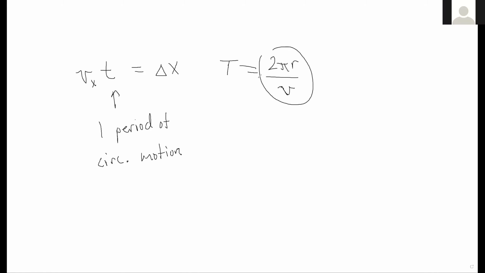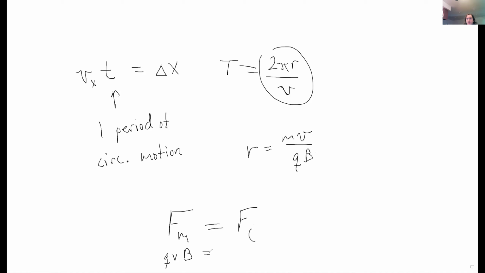Okay, yeah. And then John and Jiho, do you guys have any questions? Where are you guys at? I'm stuck on R. That comes from what we did a little bit ago. So R is mv over qB. And we got that from the fact that the magnetic force is equal to the centripetal force. So qvB equals mv squared over r.